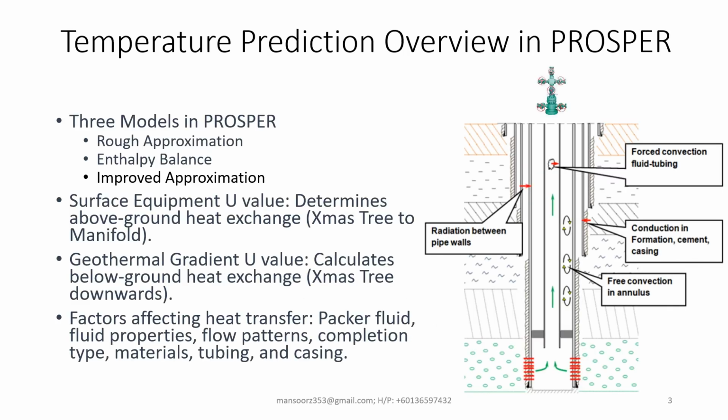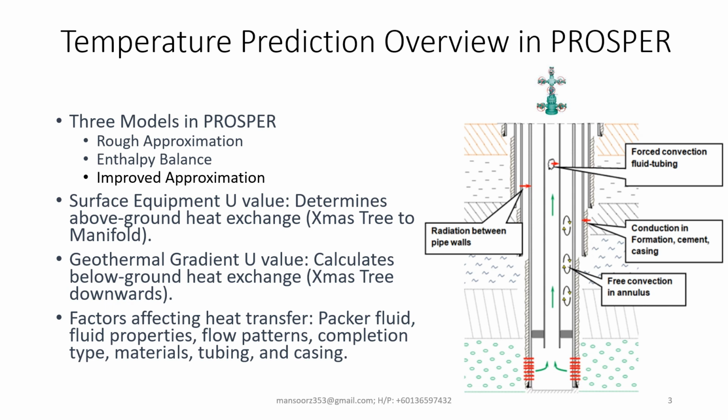Okay, temperature prediction overview in Prosper. So we have three models in Prosper: rough approximation, enthalpy balance, and improved approximation. The characteristics of each of these models will be detailed in the next slides. In the next three bullet points, we are detailing the U-value. The U-value is crucial in temperature prediction because it quantifies heat transfer efficiency and guides design decisions.